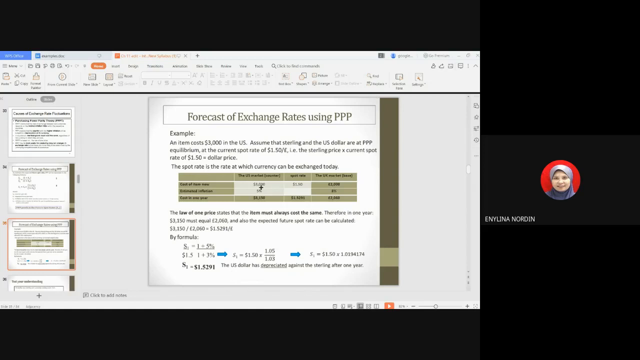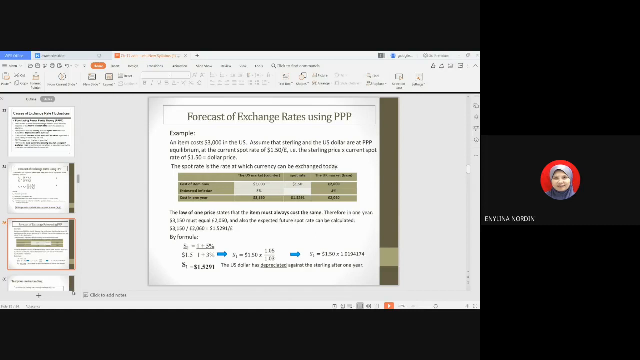Why is that? Now we want to relate this to the inflation rate. This is because the inflation rate in the US is expected to be higher than the inflation rate in the UK. So the higher the inflation rate, the lower the currency value. In other words, the currency will be depreciated. In this case, the US dollar will be depreciated against the pound in 1 year's time.